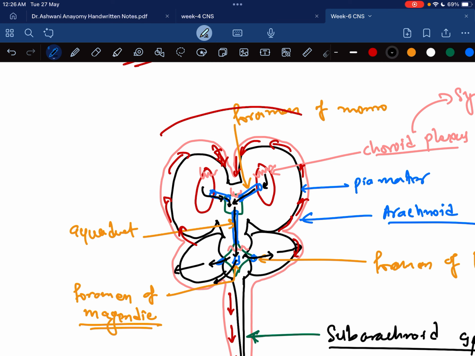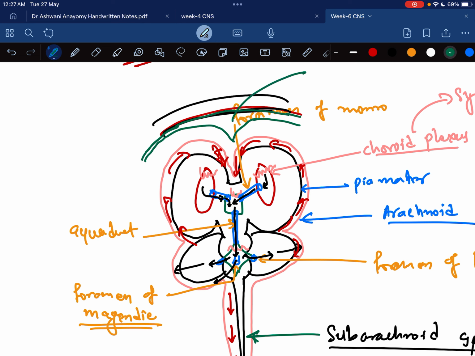In the cranium, there are two layers of the dura mater, periosteal and meningeal. So this is coming in this side and forming the superior sagittal dural venous sinuses. Here forming the dural venous sinuses.